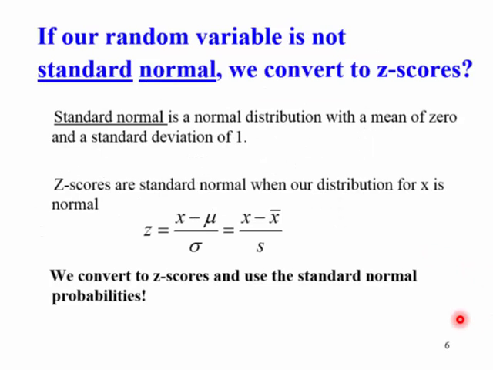Okay, so in real life we don't have a standard normal. By the way, standard normal is a normal distribution with a mean of 0 and a standard deviation of 1. So z-scores are standard normal distribution, so we can just convert. If we don't have a standard normal distribution, we just convert the values to z-scores. They are standard normal, and we can calculate the probabilities with that. Let's do an example.